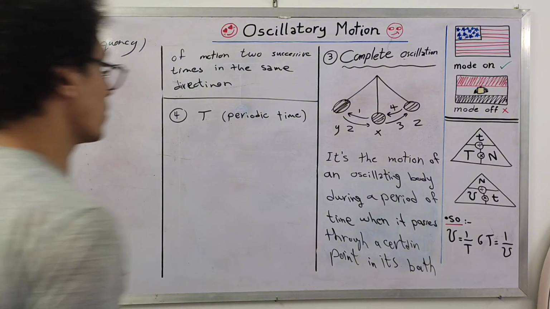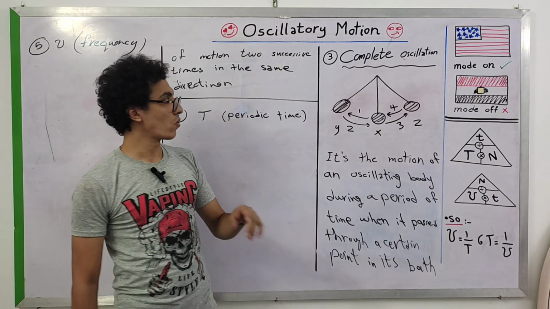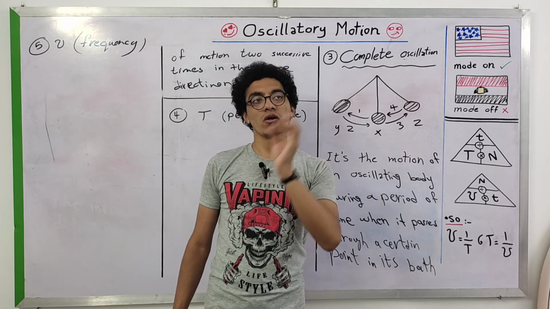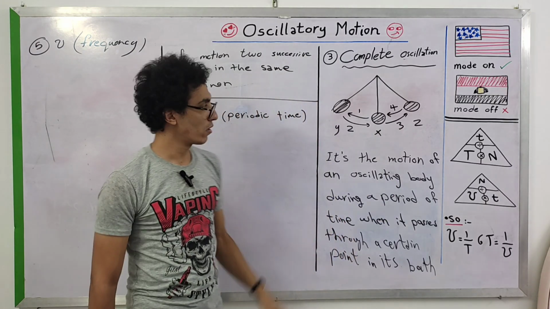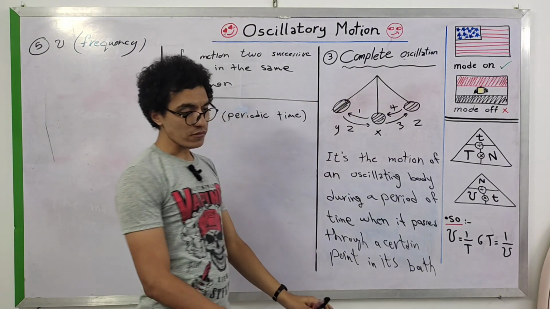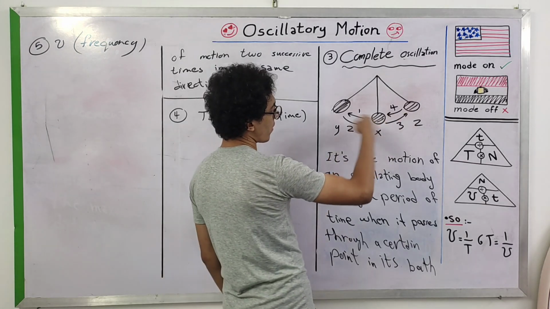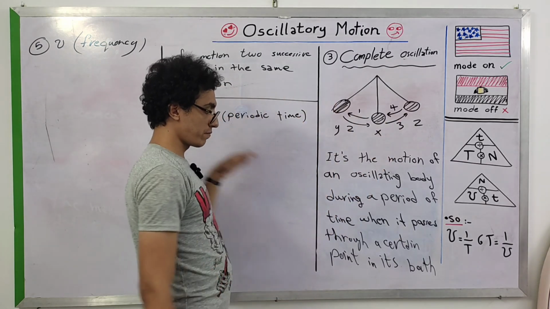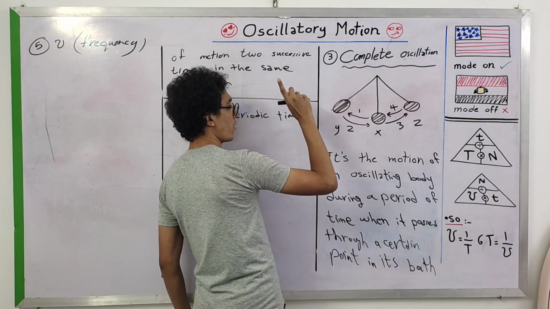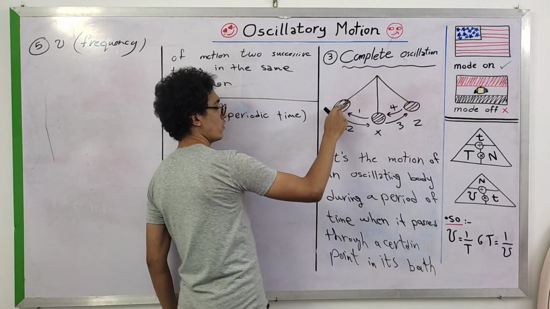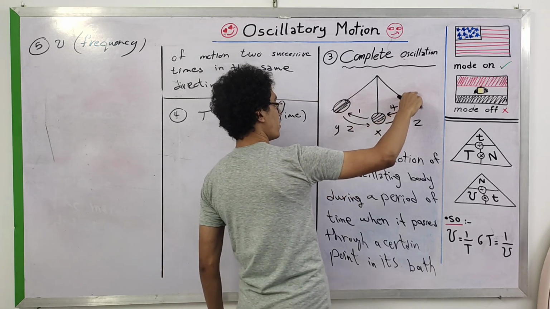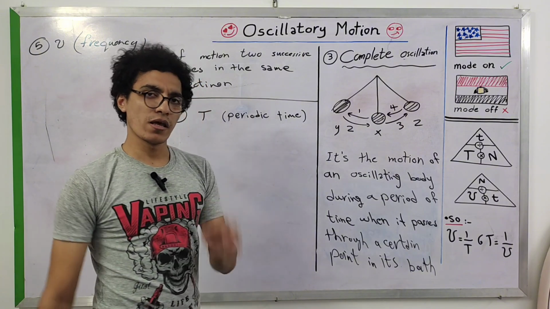The third concept of oscillatory motion is called complete oscillation. How do I know that the vibrating body completes one oscillation? Look at this simple pendulum. If this body starts from point X and goes in the left direction, it will complete amplitude number 1, and back to 2, 3 and 4. This is a complete oscillation.